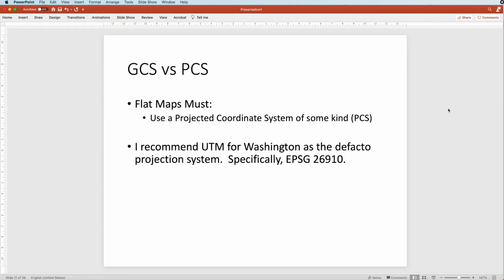So what is a projected coordinate system? How is that different? Well, a projected coordinate system is what we use in order to make a flat map.